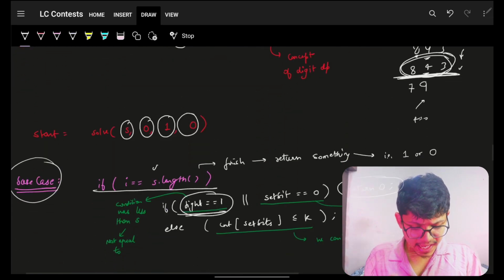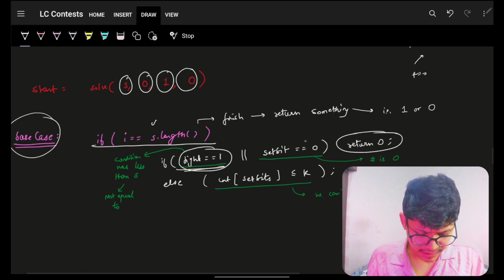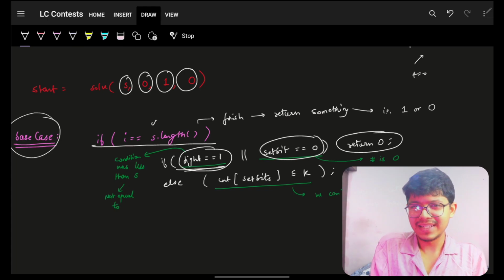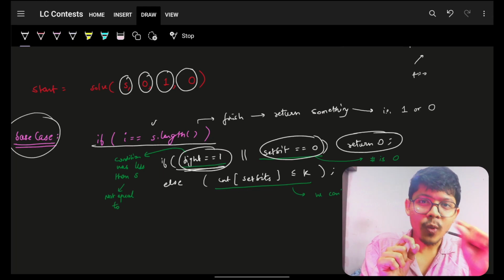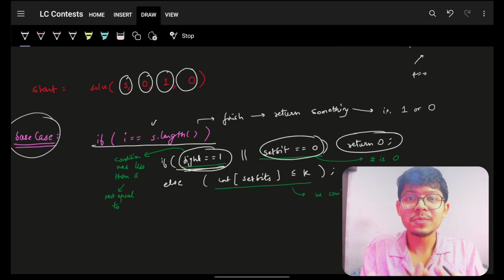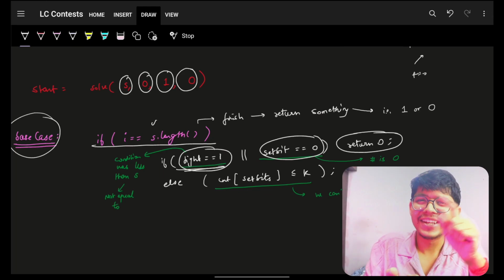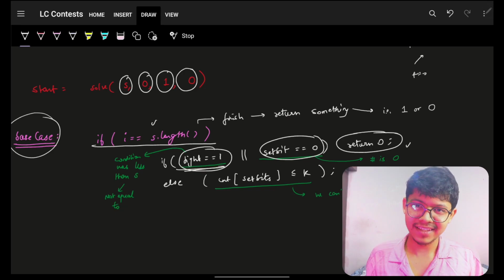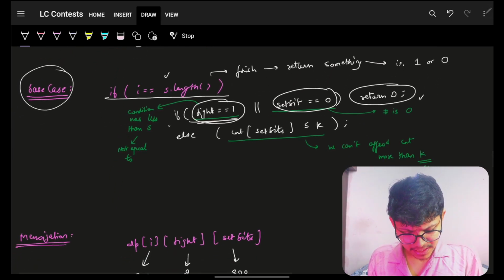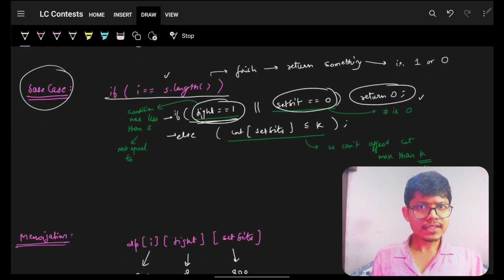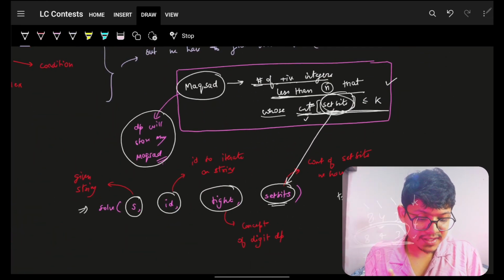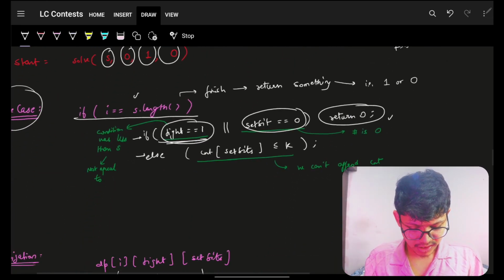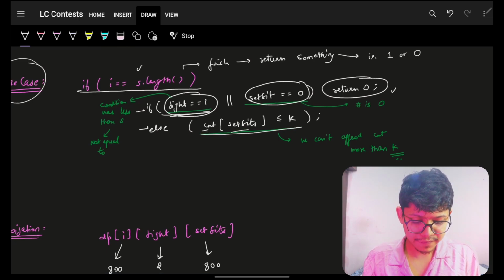Or else there's one simple condition: if the set bit count is 0, which means there are no set bits itself. Obviously my goal was to reach 1. If the set bits count is 0, which means the value is 0, from 0 I cannot reach 1. So that's simply returned as 0 also. But elsewise I'm good. But still there's one more condition, that the count of set bits should be less than or equal to k. So I'll put this condition, that the count of set bits should be less than or equal to k.